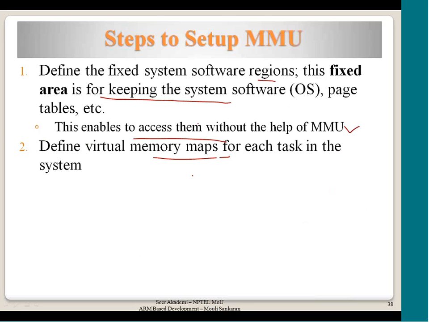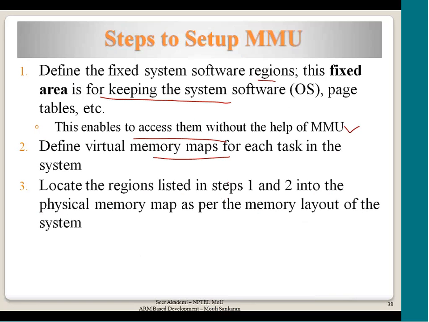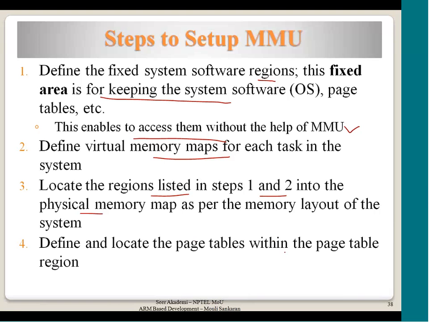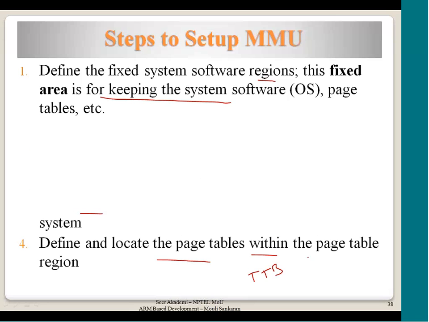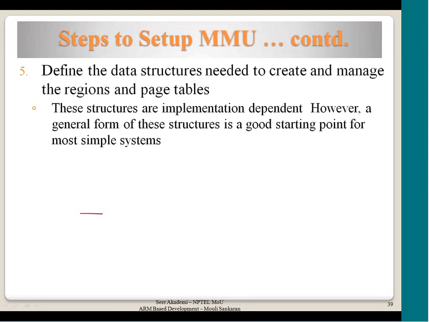Define the virtual memory map. This is what you have to do to set up the MMU. Define virtual memory maps for each task in the system, and then locate the regions listed in step 1 and 2 into the physical memory map. We have to decide where you want to map that into physical memory, and then define and locate the page tables. The PTB registers can be initialized based on where you want to place those page tables, and then define the data structures or entries needed for the regions and page tables.